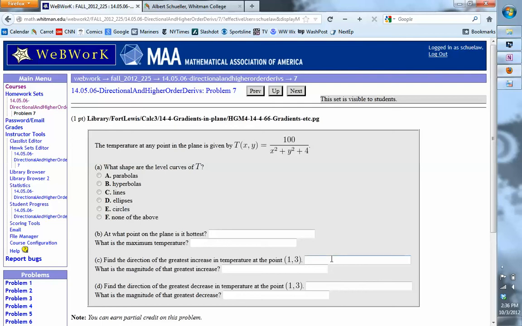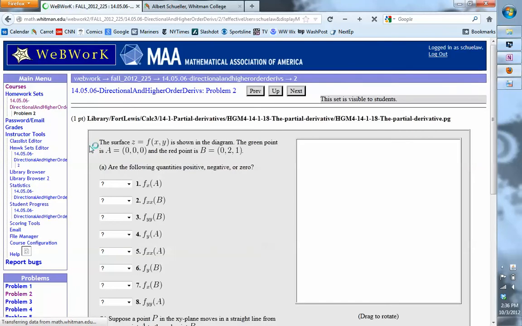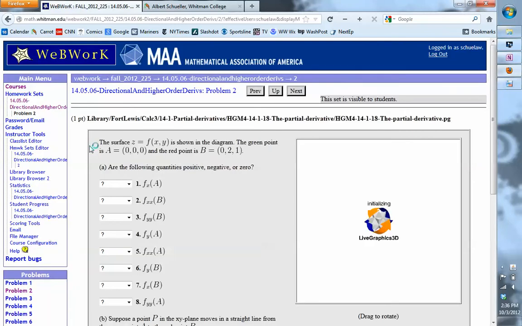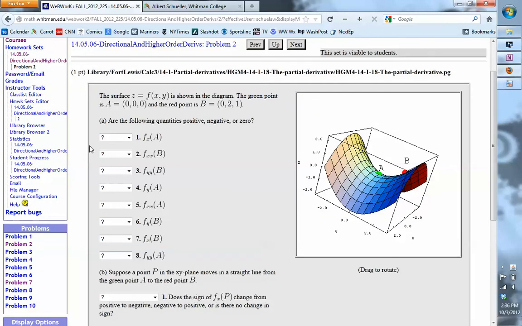Lila? Can you do number 2? I'll try. Okay, so number 2, we are given the surface, and there are 2 points, A and B, that are of interest, and you're asked to go through and find the sign of each of these quantities. I'm guessing that you can do all the first partials? Yeah, everybody? Okay, and what you're probably interested in are the second partials.